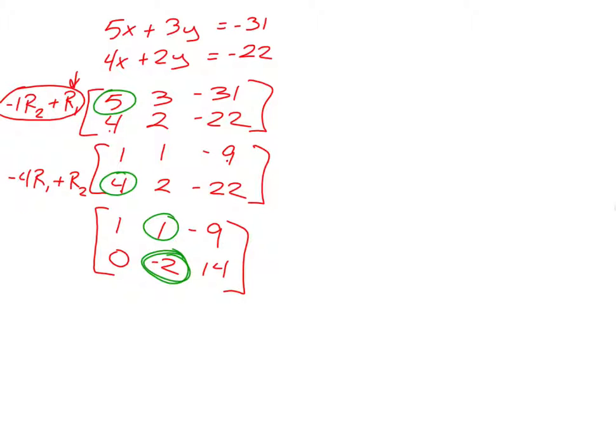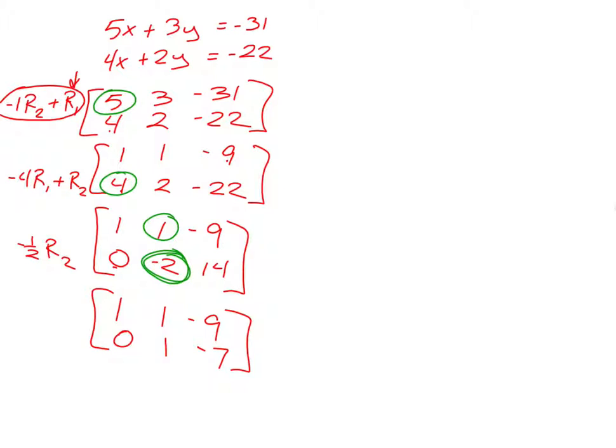Interchange the 2 rows? I don't interchange because if I interchange, then I've got a 0 here and a 1 here. I need that 1 there. You guys are thinking too hard. -1/2 times row 2. So I have 1, 1, -9. I have 0, 1, and -7.